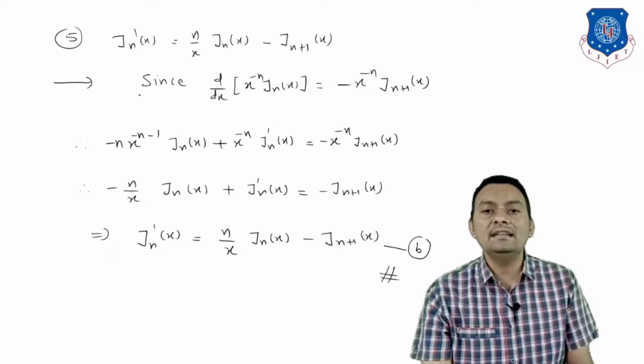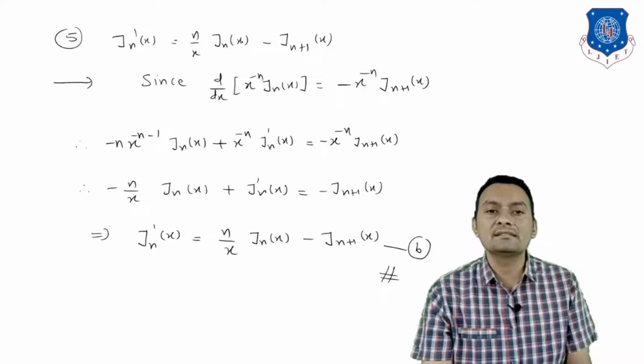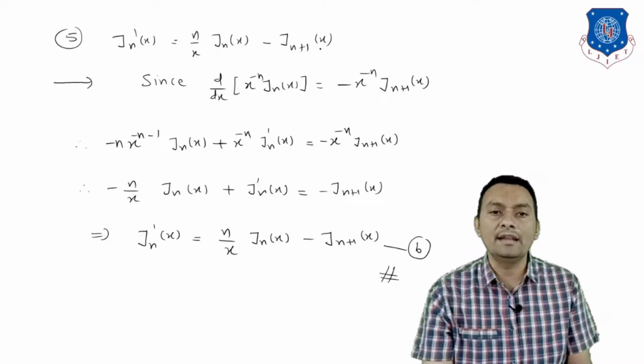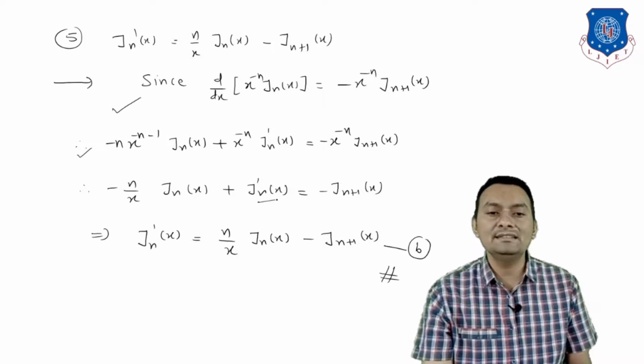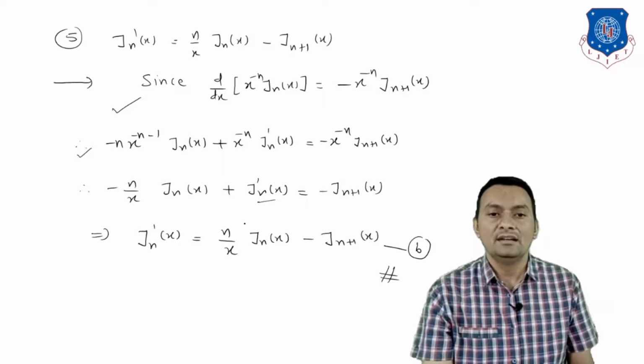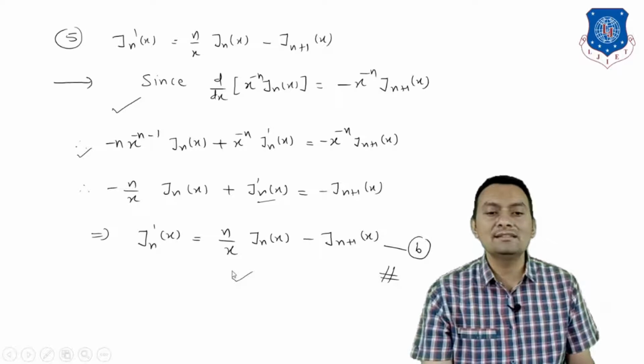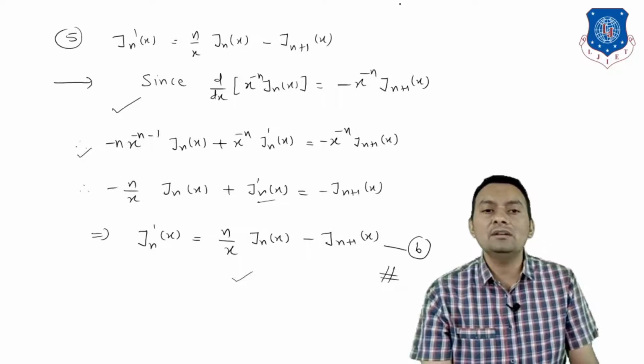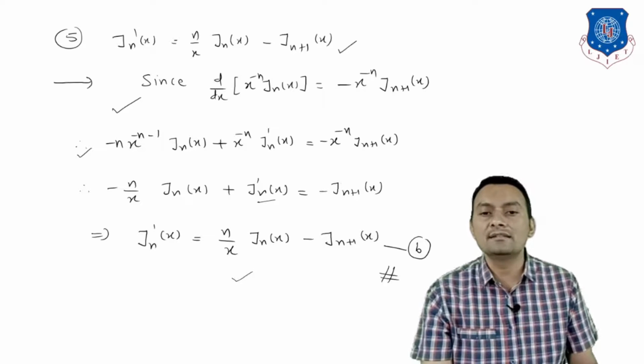Now let us see the next. Jn dash x is equal to n by x times Jn x minus J n plus 1 x. Having this result, you can write its derivative as whatever we have done in result number 3, and from this I am just taking Jn dash x as the subject, so in that case we will have this one. So this is result number B. So that is our required result.